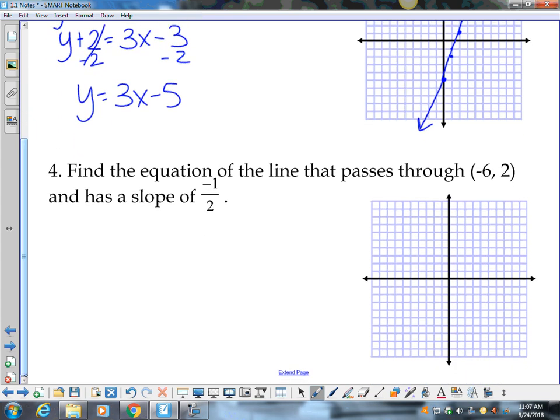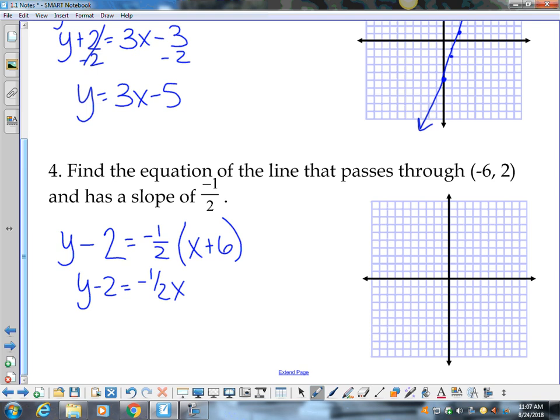Okay, find the equation of a line that passes through (-6, 2) and has a slope of 1/2. Oh, -1/2. All right, here I go. y minus y equals m times x minus a -6, so plus 6. So y minus 2 equals -1/2 x. -1/2 times 6 is a -3. Add your 2. Okay, so he has a y-intercept of -1, and then a slope of down 1, right 2. So there he is.